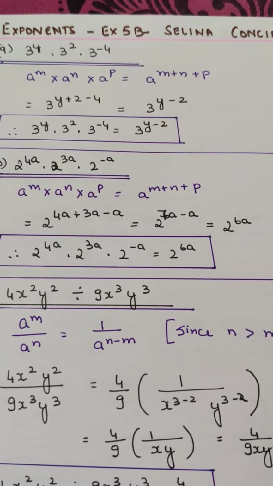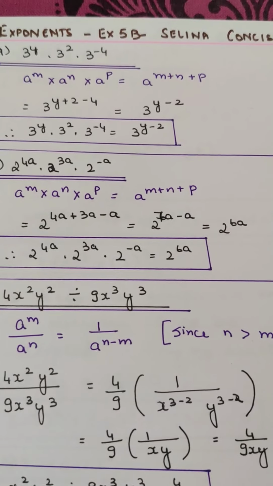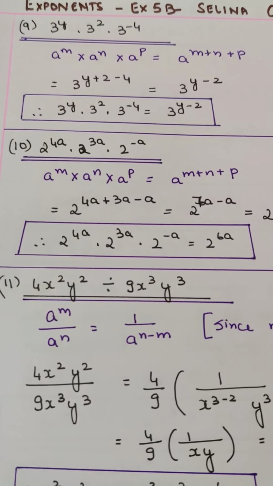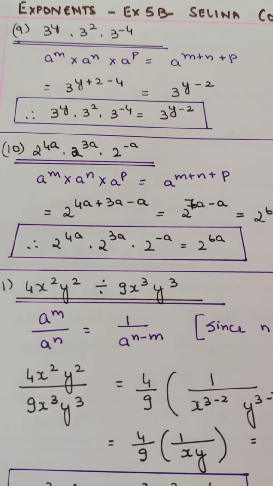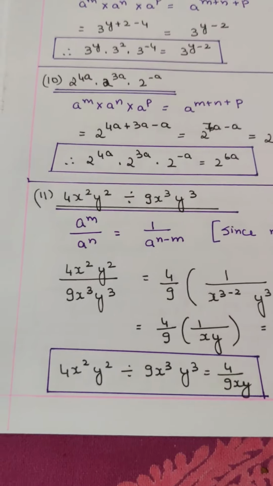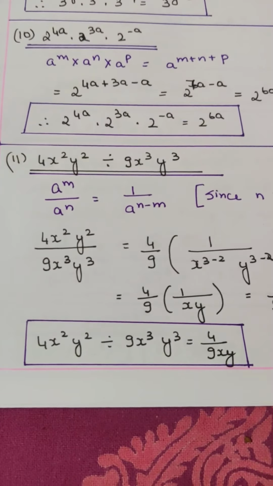Very simple, guys. Just concentrate and do. You should be able to get these sums. So 2 to the power of 4a into 2 to the power of 3a into 2 to the power of minus a is equal to 2 to the power of 6a. Very easy, right? Yes, very easy and simple too.